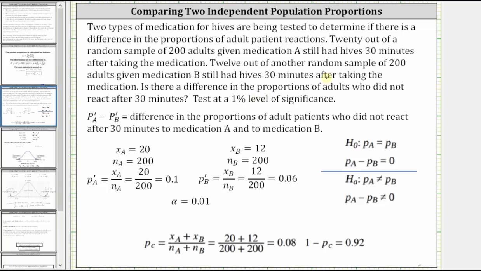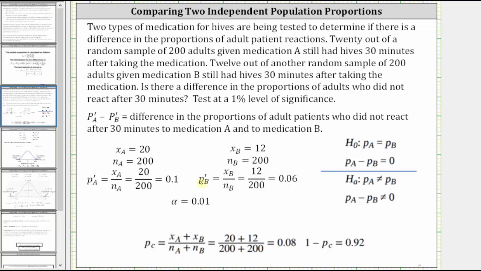Let's first state the given information. Because 20 out of a random sample of 200 adults given medication A still had hives after 30 minutes, X sub A, the number of successes, is 20, N sub A, the sample size, is 200, and therefore the sample proportion P prime sub A is equal to 20 divided by 200, or 0.1. And then for medication B, X sub B is 12, N sub B is 200, and therefore P prime sub B is 0.06. Because the level of significance is 1%, alpha is equal to 0.01.